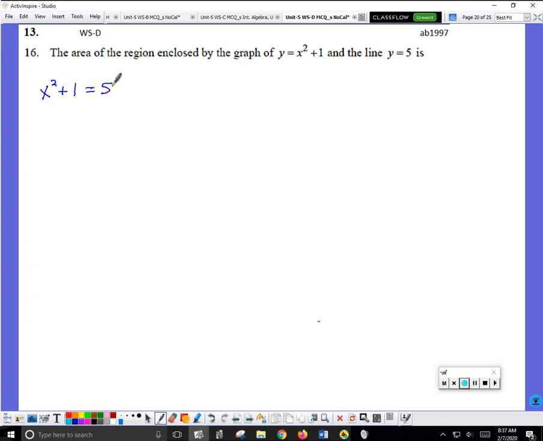I remember that it's a quadratic. So I move everything to one side. And then I factor. It's a difference of squares. So now I know the two x coordinates where the graphs intersect are x equals 2 and x equals -2. Questions?